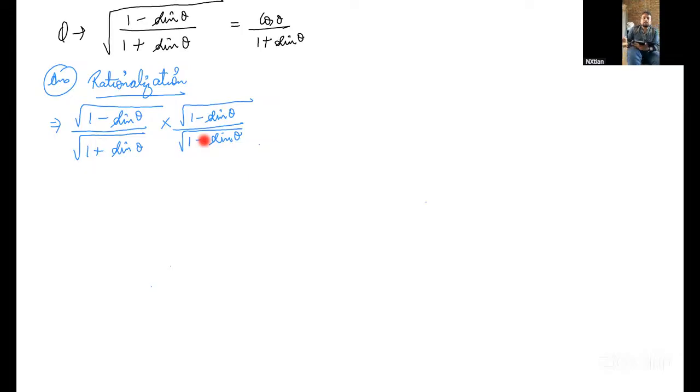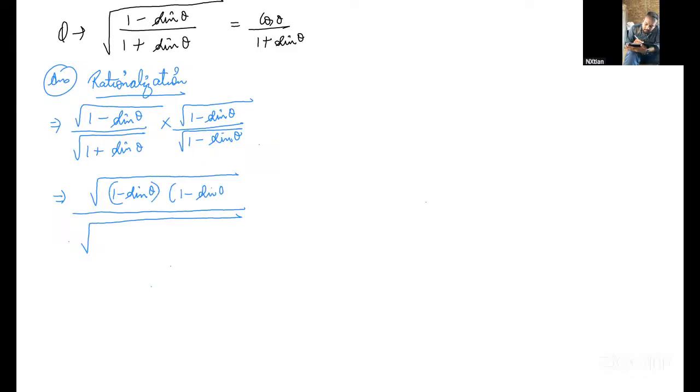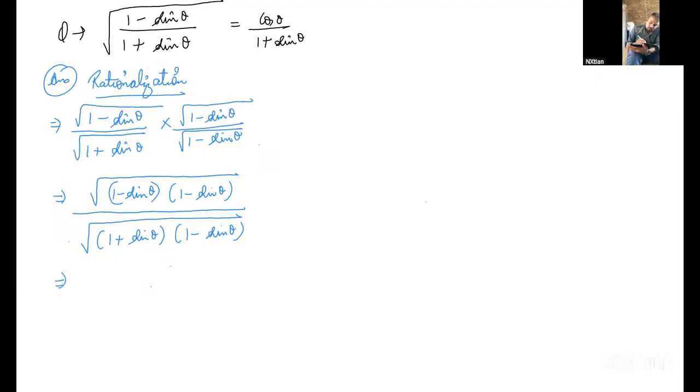Got it? Okay. Now because the root is there, I will make the root the same, and it is in the form of 1 minus sine theta into 1 minus sine theta, upon 1 plus sine theta into 1 minus sine theta. Did you understand what I did? Please pay attention. If you didn't, please ask me.